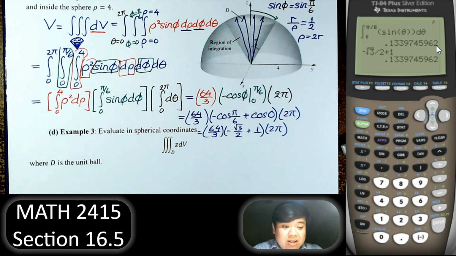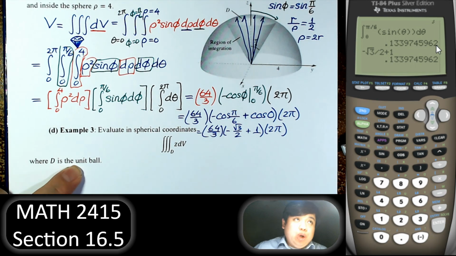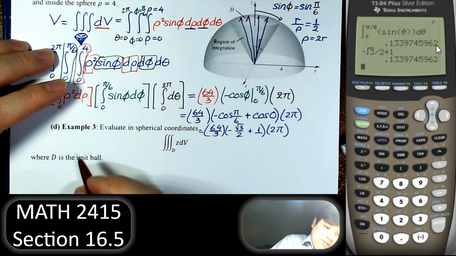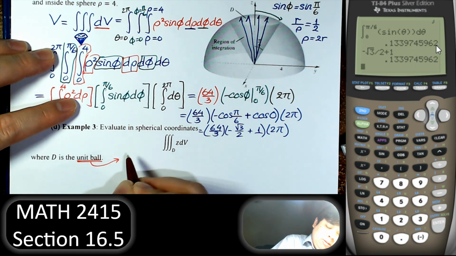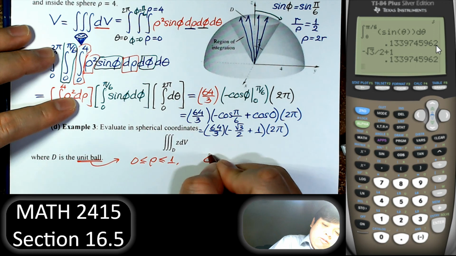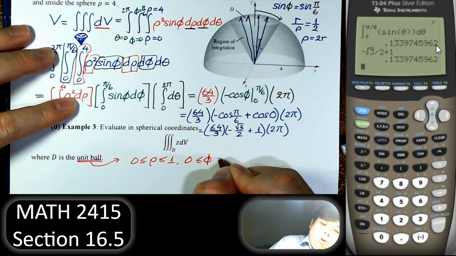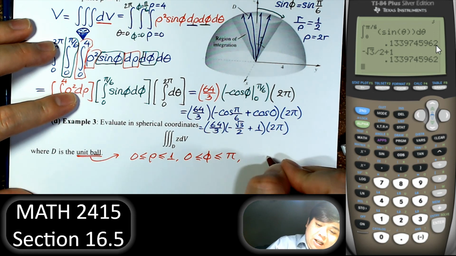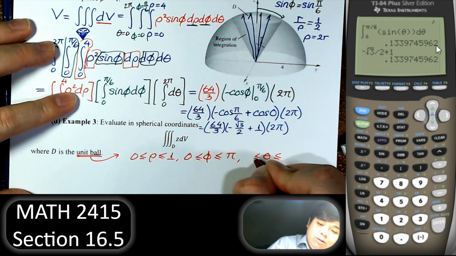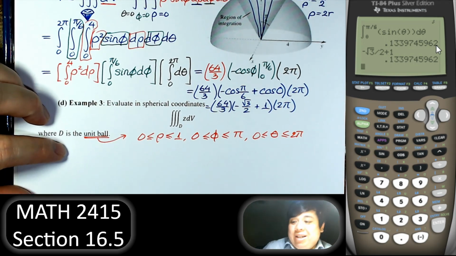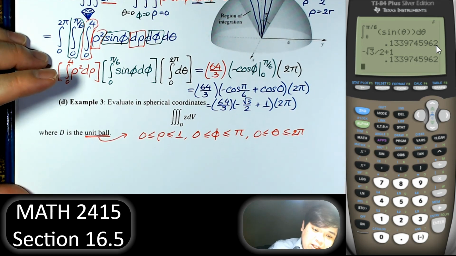Next, evaluate this in spherical coordinates in the unit ball. So the unit ball, rho between 0 and 1. Phi from the north pole to the south pole. Theta all the way around. So that will be a limit. It will be easy. So let's write this.